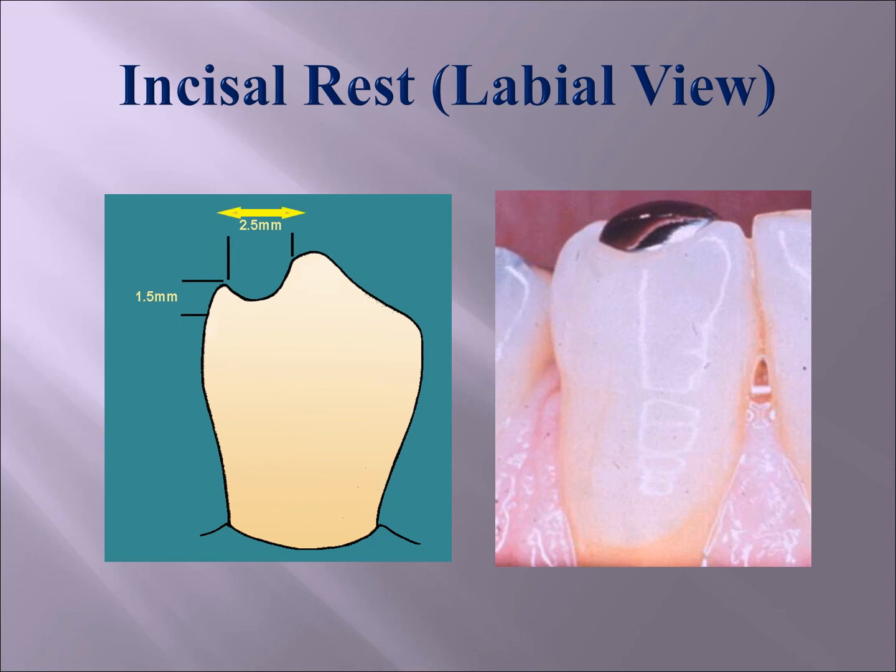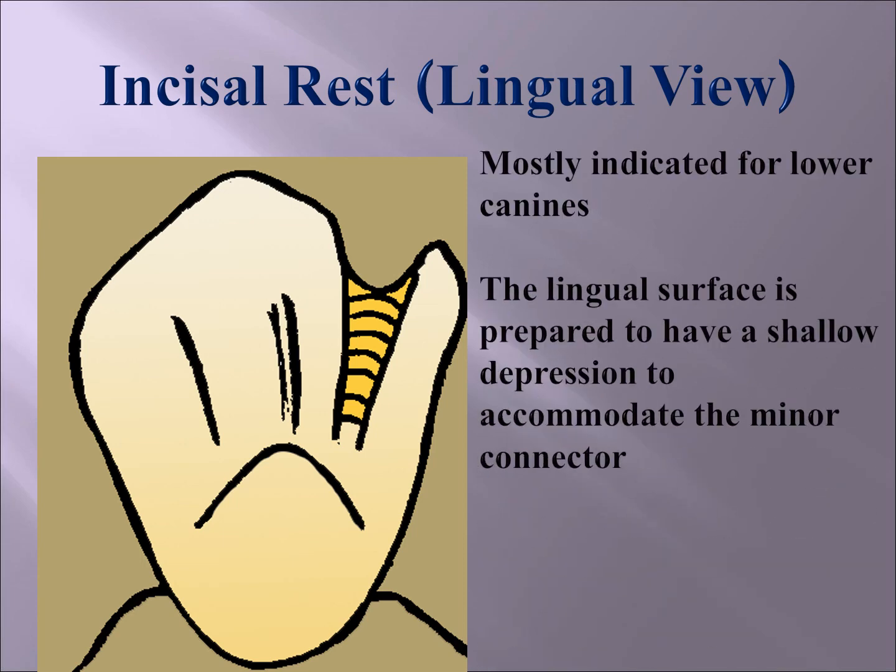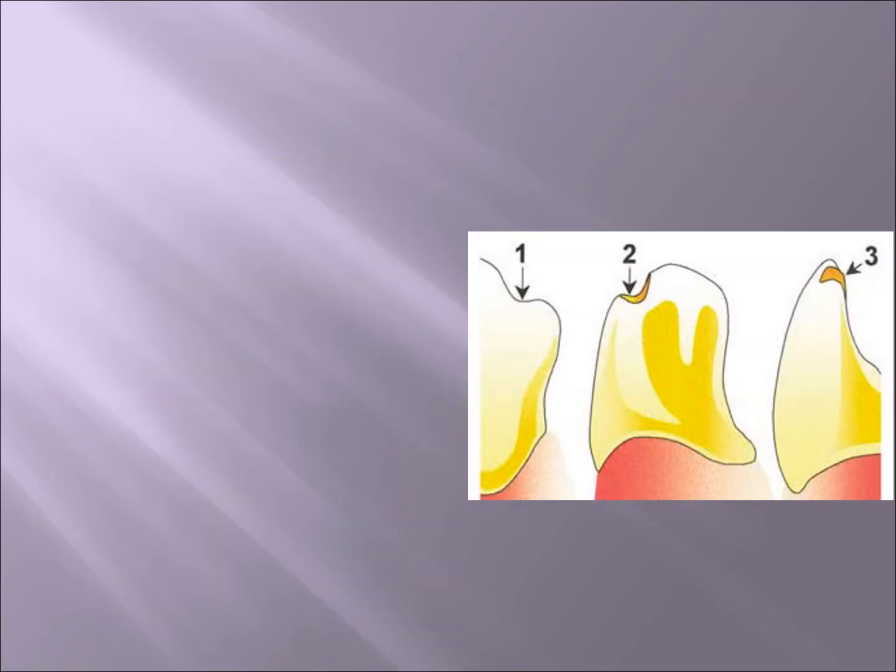Now, if you look at it from the lingual view, it has to have a funnel shaped preparation on the lingual side of the tooth to accommodate for the minor connector that connects between the rest and the major connector, and mostly indicated for lower canines because it can be less visible.